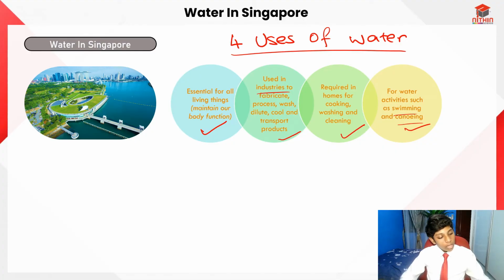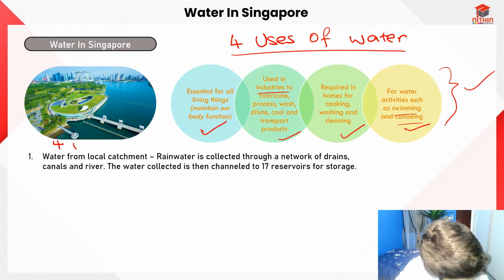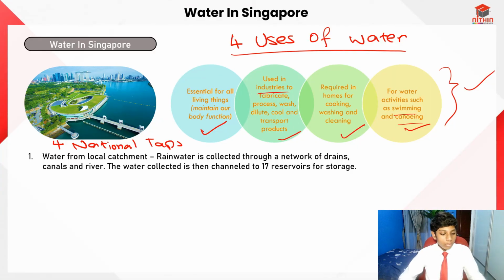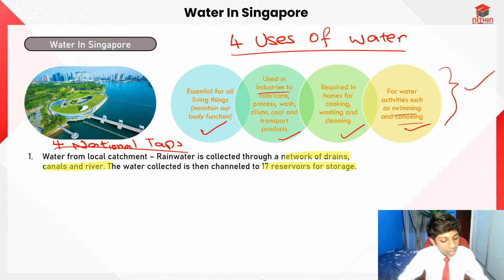Now that we have taken a look at these 4 uses, let's take a look at the 4 national taps of Singapore. Let me just write that down. The first national tap is water from local catchment. Rainwater is collected through a network of drains, canals, and rivers. The water collected is then channeled to 17 reservoirs for storage. I hope you understood that.